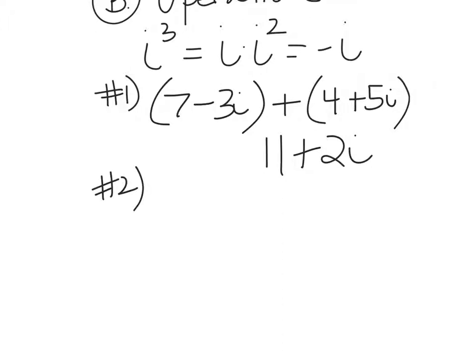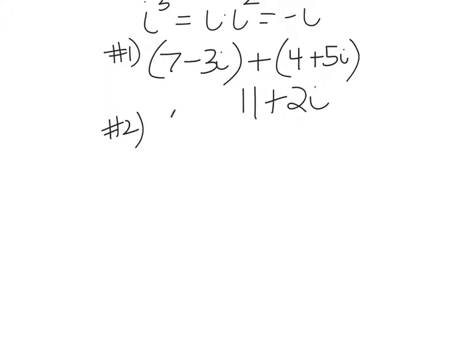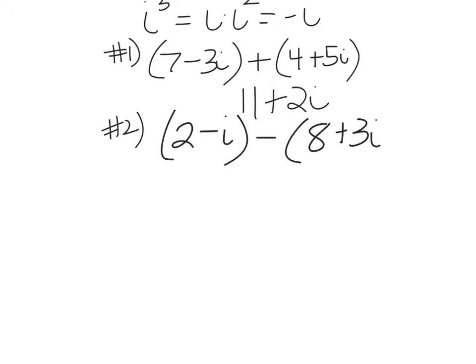Number 2. Ooh, let's subtract them now. Subtracting's a little harder than addition, and people forget to distribute the minus sign. That's where they make most of their mistakes on this problem. Some people still will FOIL that out. It's not a FOIL problem. But we're going to subtract. 2 minus i minus 8 plus 3i.